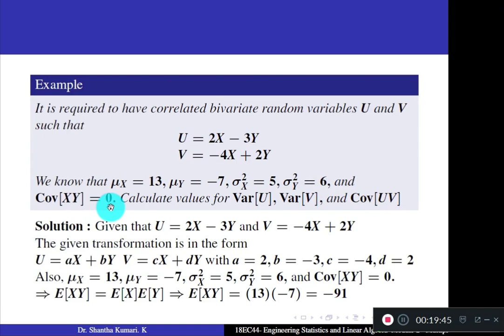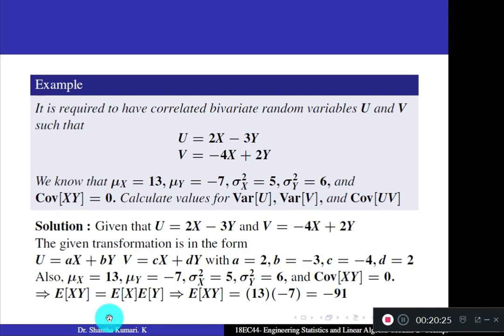Remember, the one difference is in the previous problem rho was given to you. Coefficient of correlation of x and y was given to you. But here covariance of x and y is given. Calculate variance of u, variance of v and covariance of uv. So compared to previous problem, this is a direct question. Directly covariance of xy is available. No need to find it. So take this as ax plus by and cx plus dy. A is 2, b is minus 3 and c is minus 4, d is 2. So decide your a, b, c, d values and write down all the values given.